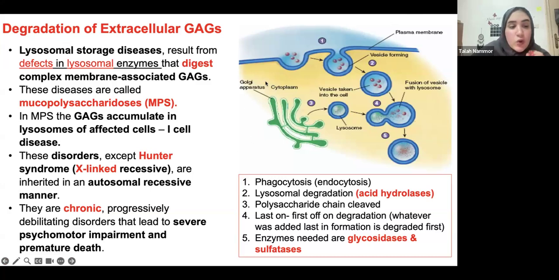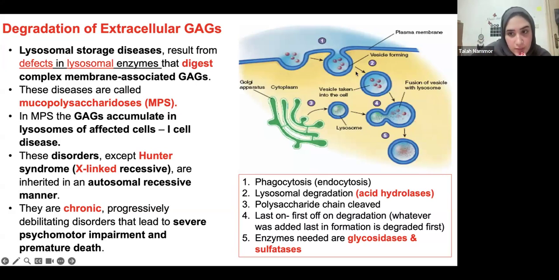So this is the normal breakdown of the GAGs. This is the functional one. What happens usually, first of all, we're going to have endocytosis of the GAGs. Usually the GAGs are found in the ECM. So it's easy. The cell membrane is going to go in and form a vesicle, and we're going to have the GAG inside the vesicle. This is phagocytosis, specifically endocytosis. So we're taking it in.